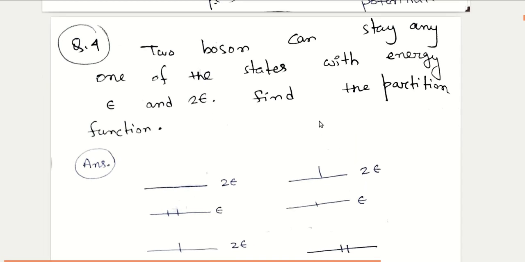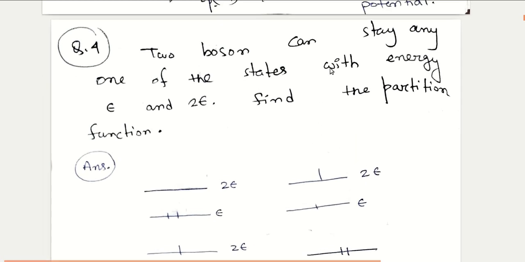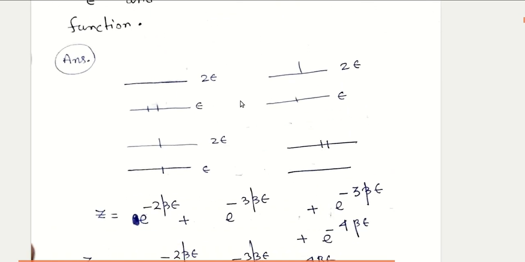Next, in question 4 you have two bosons which can stay in any of two states with energy epsilon and 2 epsilon. Find the partition function. Here I have schematically drawn the levels epsilon and 2 epsilon. The first possibility is both of them stay in epsilon. Another is one of them stays in epsilon and the other in 2 epsilon, and this can happen in two ways. And the last is both of them stay in 2 epsilon.